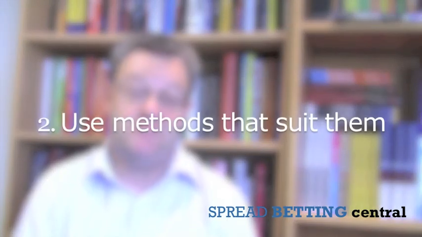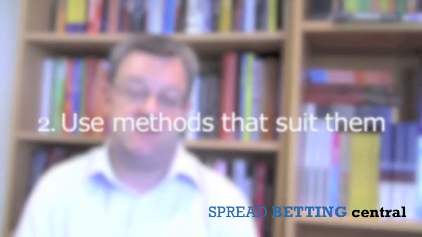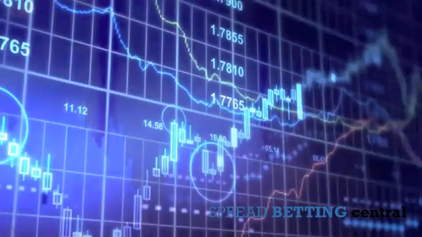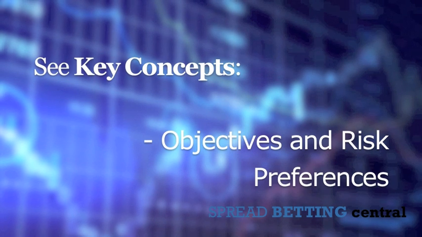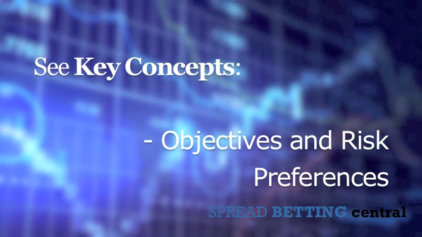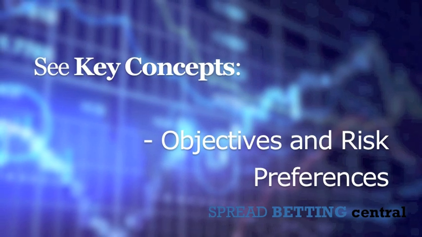Use methods that suit them. Winners tend to have strategies that match their objectives, risk preferences and lifestyle. They tend to invest quite a bit of time and money getting to that point. Losers don't think about that. We'll talk about this a bit more in the key concepts section, objectives and risk preferences.